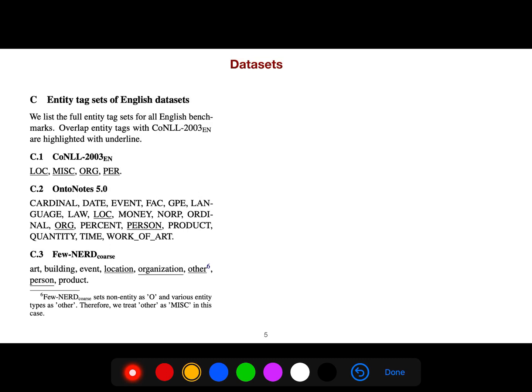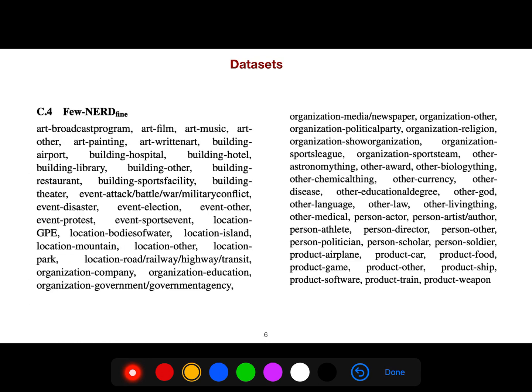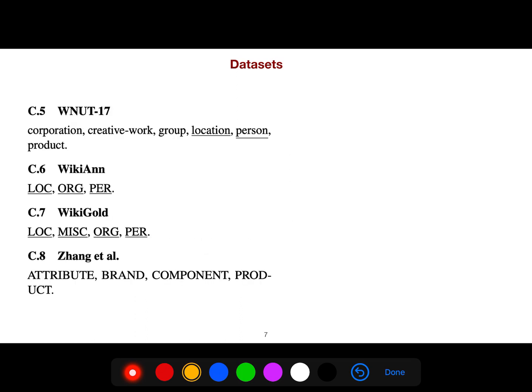The datasets are, for example, CoNLL 2003 for English, which is also very popular, and OntoNotes. And also Few-NERD, if you want to work on few-shot learning for named entity recognition, this is very nice. So you see a lot of entities, but very few examples for each of them. And there are other datasets as well, such as WikiGold. For example, WikiGold has these gold entities.